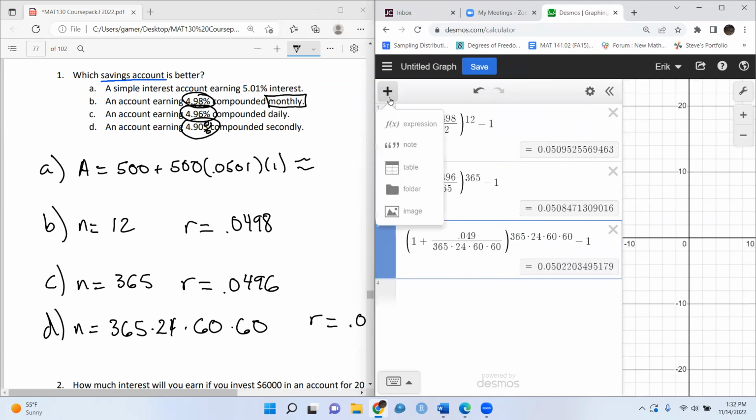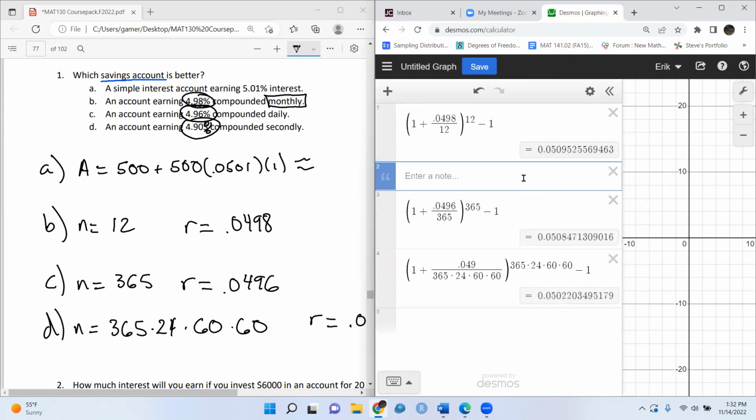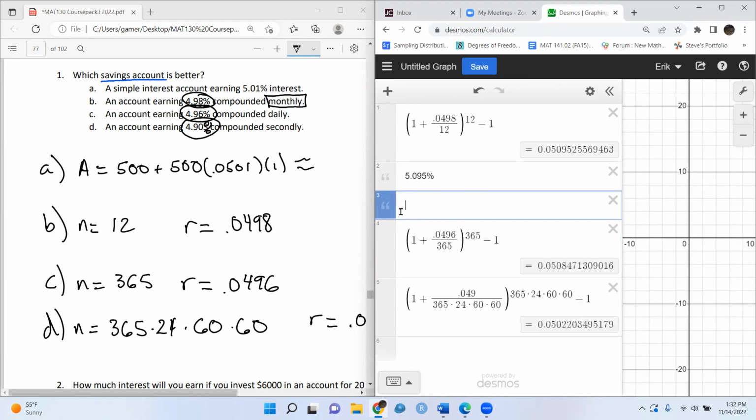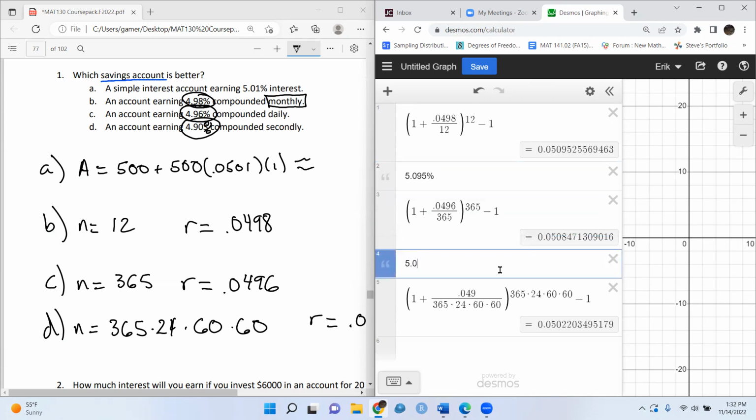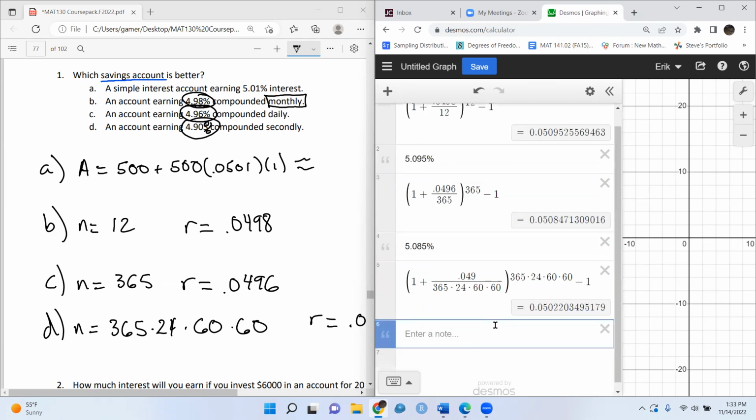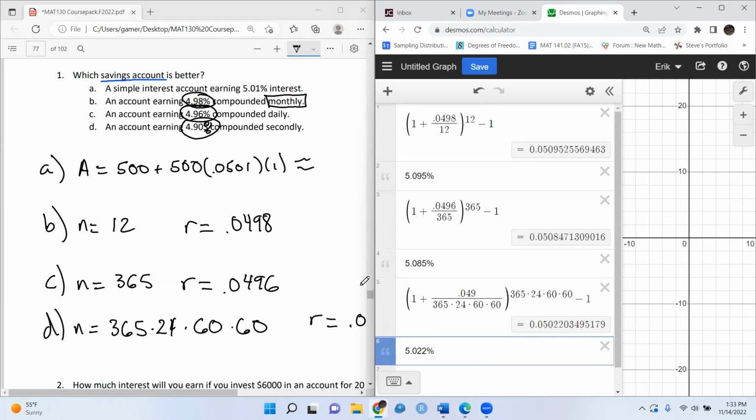Okay. So I'm going to list out the respective interest rates for each of these. This one is 5.095%. This next one is 5.085%. Oops, that's a little bit less. So currently, compounded monthly is better than the compounded daily rate. And then the last one is 5.022%. So between those three, compounded monthly is the best.